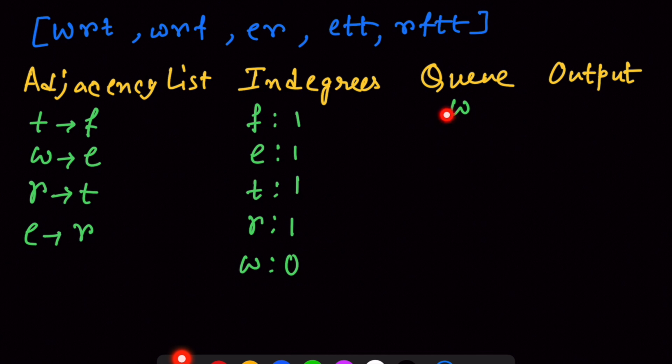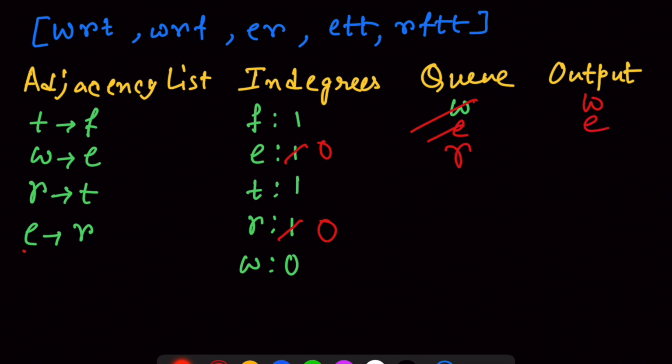So first we will put W in our queue. W has E as a neighbor, so we will reduce the integrity of E. Integrity of E will become 0. But before that we will process W, right? That can be in our output. Now the integrity of E has become 0. We can put it in our queue. And we will process all the neighbors of E. E has this edge E to R, only one neighbor. So we'll reduce the integrity of R to 0. At this moment E has already been processed. It can be added to our output.